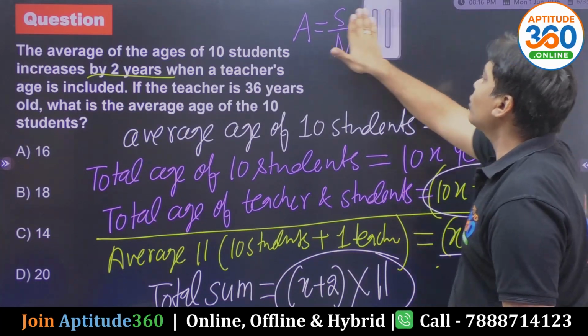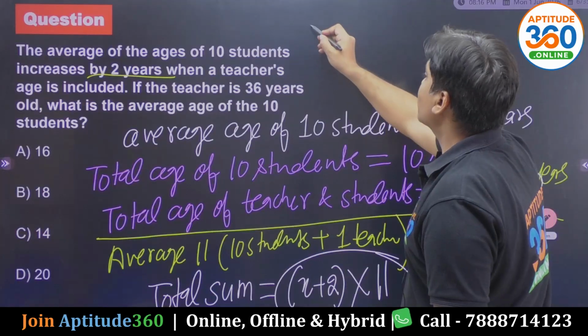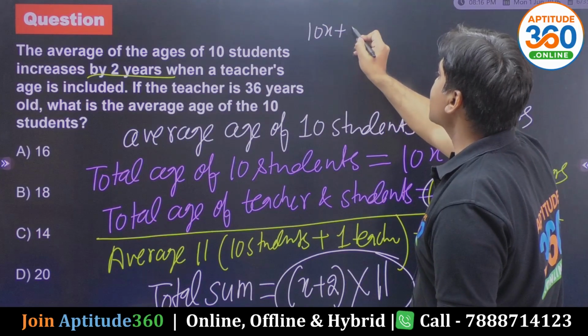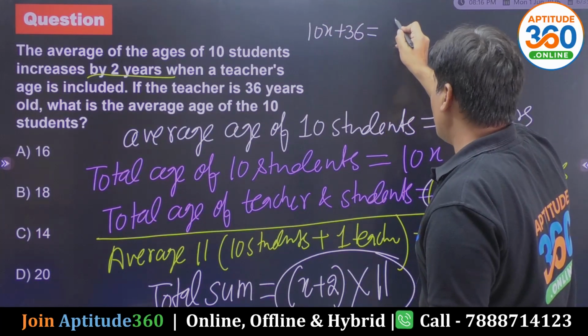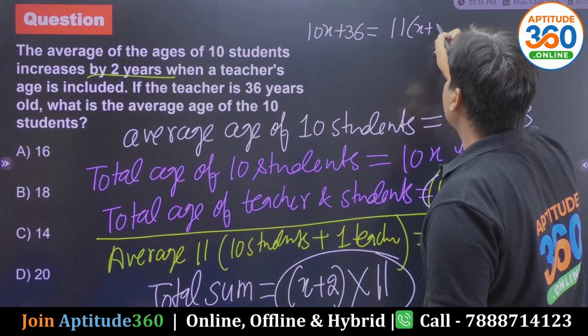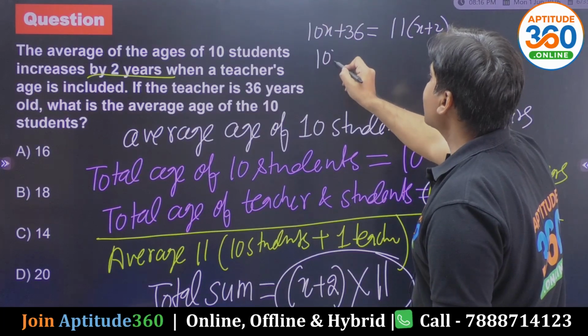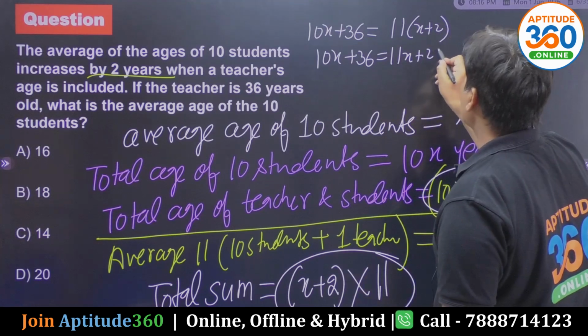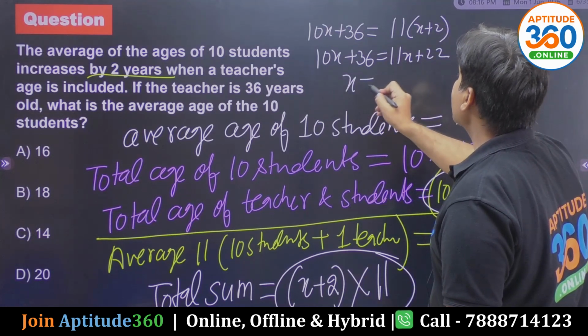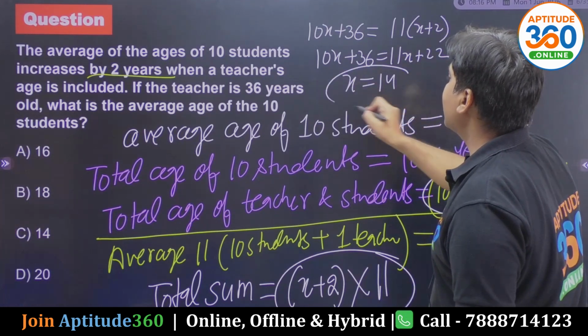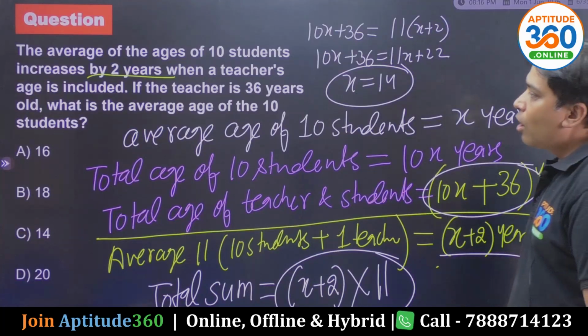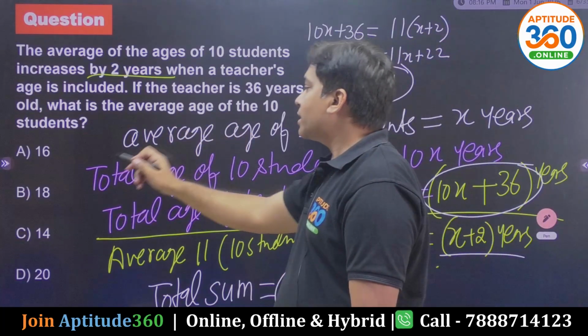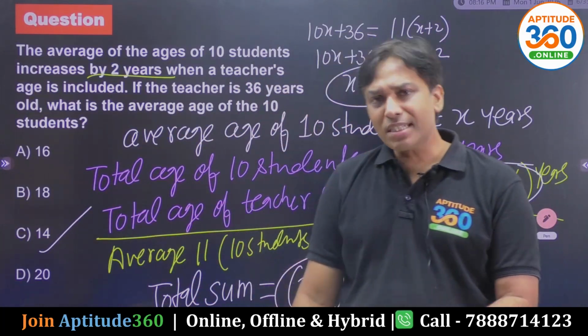And if that is so, let's find out the value from here. So 10x plus 36 should be equivalent to 11 times x plus 2. So 10x plus 36 should be 11x plus 22. So the value of x, if you find out, is coming out as 14, isn't it? What is going to be the average age of the 10 students? It is 14. Isn't it simple, right?